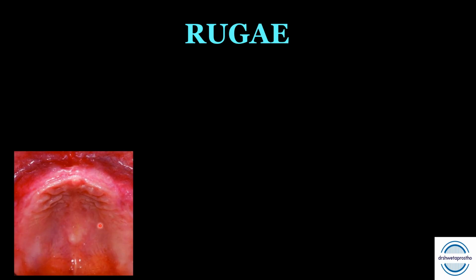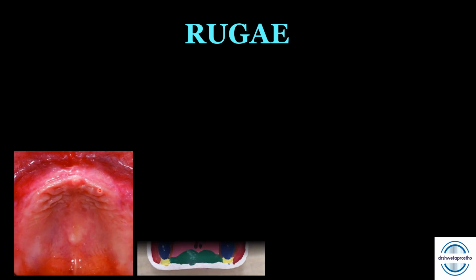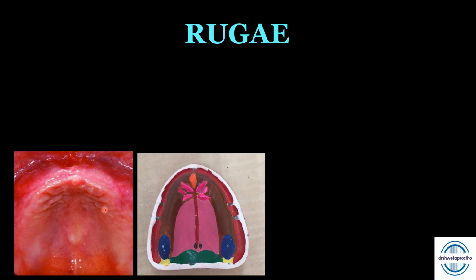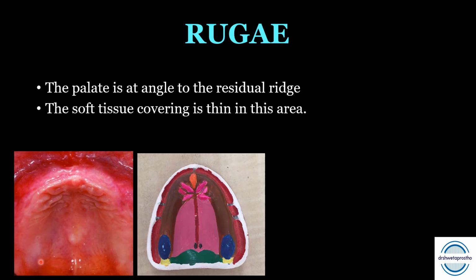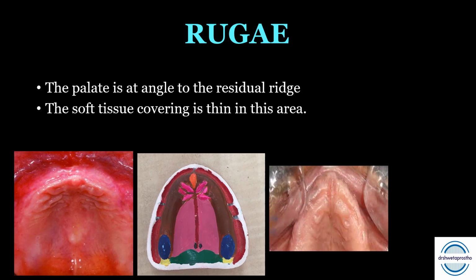Secondary stress bearing area: we have the rugae. Rugae are present in the anterior part of the hard palate. They are irregularly shaped rolls of dense connective tissue. We can mark them on the cast also. They are secondary stress bearing areas. Why not primary? The first reason is the palate is at an angle to the residual ridge in this area. And second, the soft tissue covering is thin in this area.